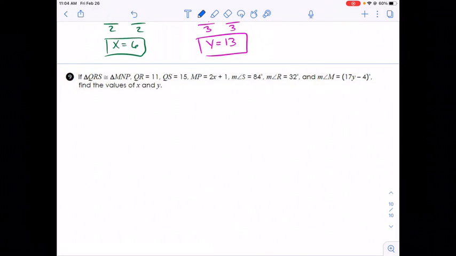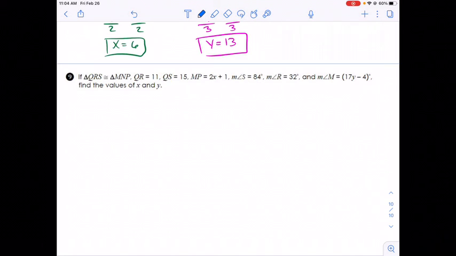If triangle QRS is congruent to triangle MNP, QR is 11, QS is 15, MP is equal to 2x plus 1, S is equal to 84, R is equal to 32, angle M is equal to 17y minus 4. Find the values of x and y.